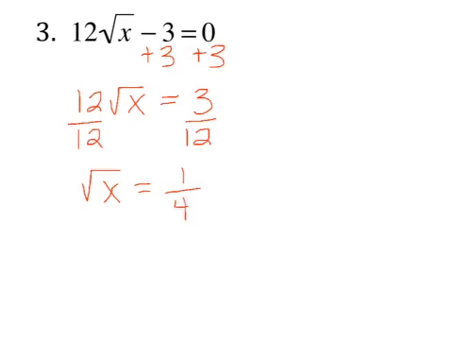Finally, we need to square both sides to get rid of that square root, and I am going to put the fraction in parentheses before I square it. When we square a fraction, we need to remember to square the top and square the bottom. So 1 squared is 1, and 4 squared is 16, so x equals 1/16.